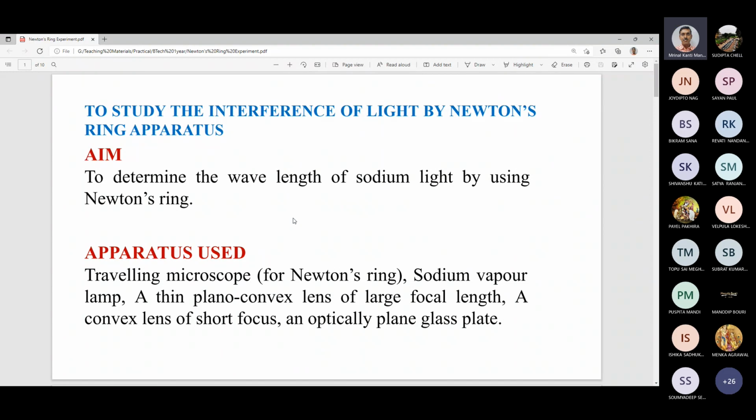Right. So in Newton's ring, what are the apparatus? What is the aim of this experiment? The aim of this experiment is to determine the wavelength of sodium light. We need to calculate the wavelength of the light used in this experiment. So what are the apparatus? Basically, we need a traveling microscope, a sodium vapor lamp, a thin plano-convex lens of large focal length, a convex lens of short focus, and an optically plane glass plate.